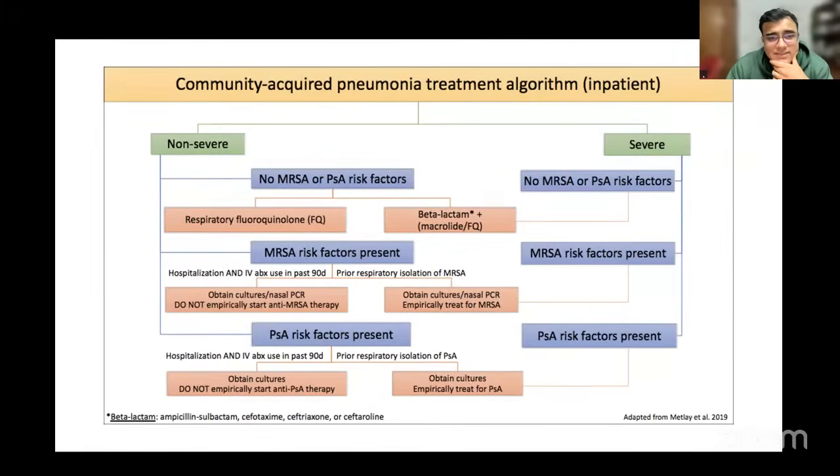And if MRSA risk factors are present, and Pseudomonas risk factors are present, then based upon that you can decide to choose empirical treatment, after obtaining cultures. Beta lactam options are ampicillin sulbactam, cefotaxime, ceftriaxone, and ceftaroline.